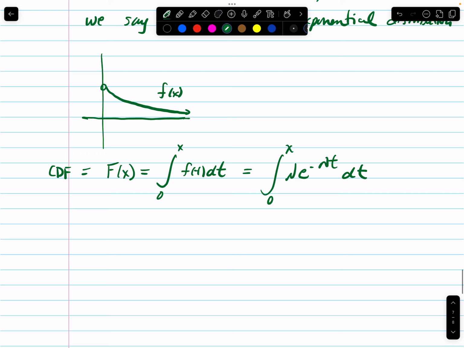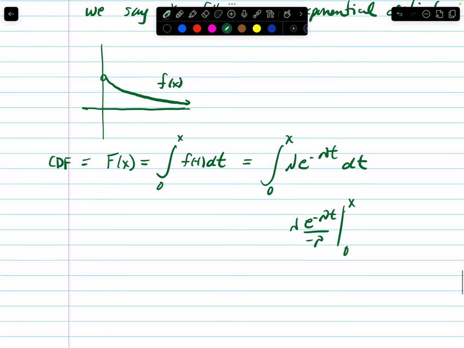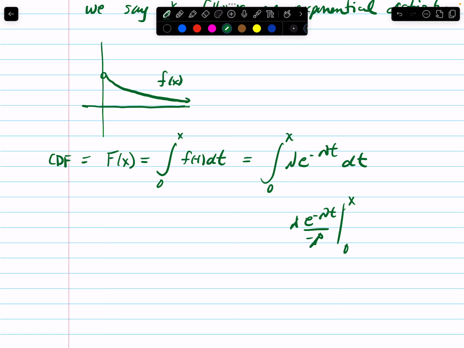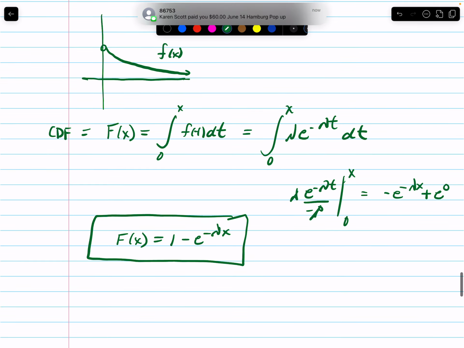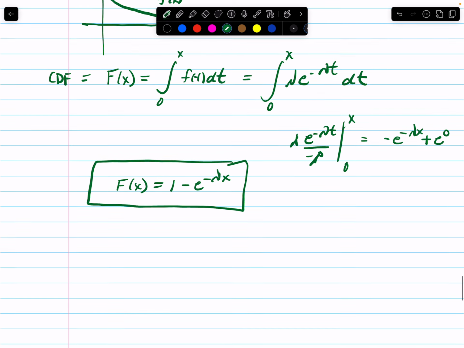And then we just have to remember how to anti-differentiate e to the negative lambda t, which is e to the negative lambda t over negative lambda. And we're going to go from t equals 0 up to x. The lambdas cancel, but the negative doesn't. So we have negative e to the negative lambda x minus a minus e to the 0. And so that simplifies to 1 minus e to the minus lambda x. That's the CDF for the exponential distribution. And it's a good one to know.